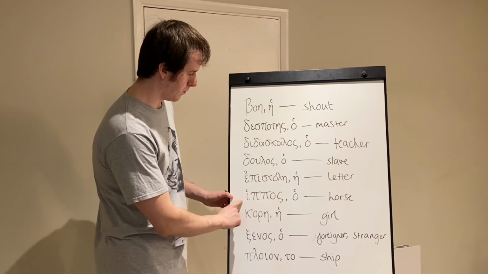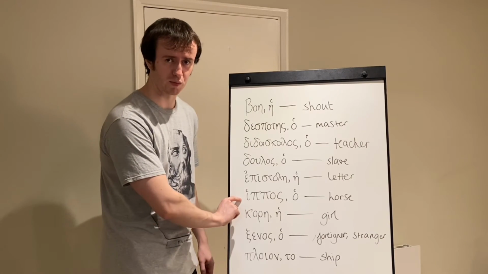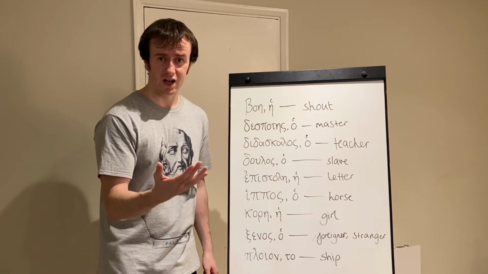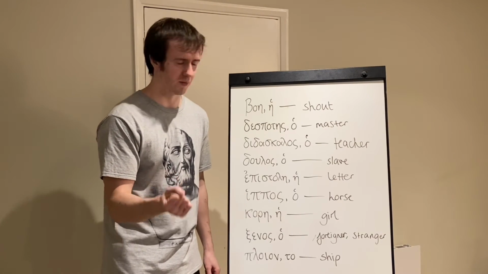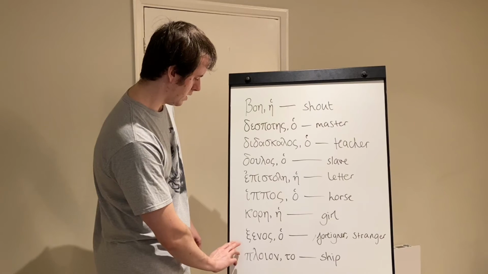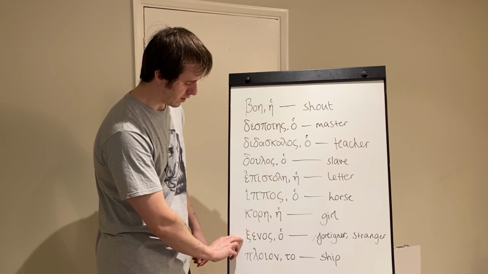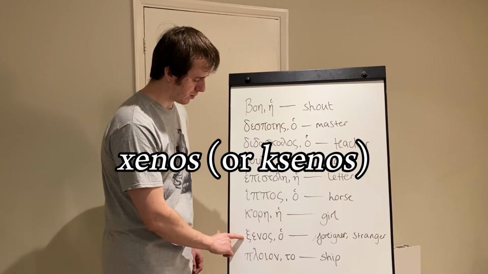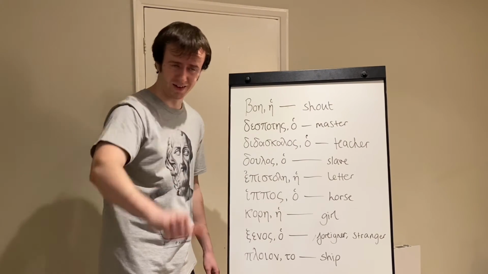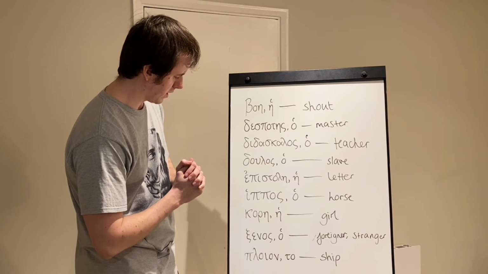Next we have hippos. This means horse. We get the word hippopotamus from hippos. The word hippopotamus actually comes from two Greek words, hippos meaning horse and potamos meaning river. So a hippopotamus is a river horse. Next we have kore. This means girl. I can't make any links with English there. Next we have xenos, which means foreigner or stranger. If you transliterated this, it would be xenos, and that's where we get the English words xenophobia and also xenomorph from alien. Finally, we have ploion, which means ship. We've already covered that one. I'm not sure if there are any links we can make there.